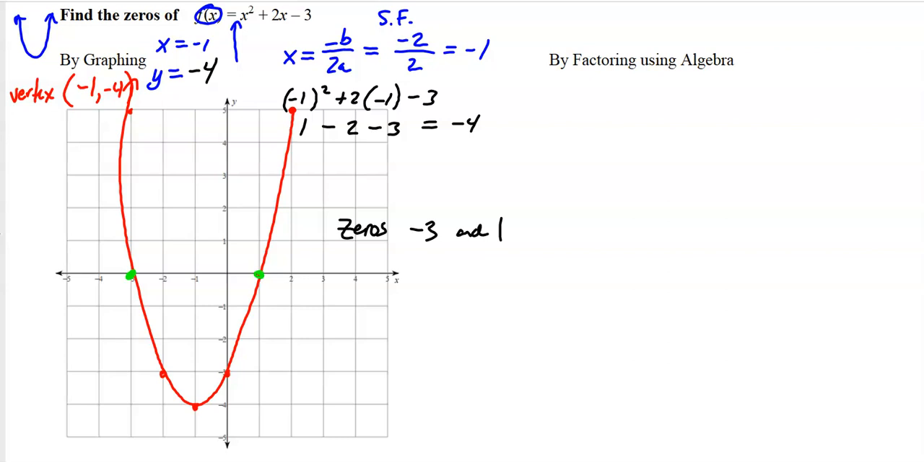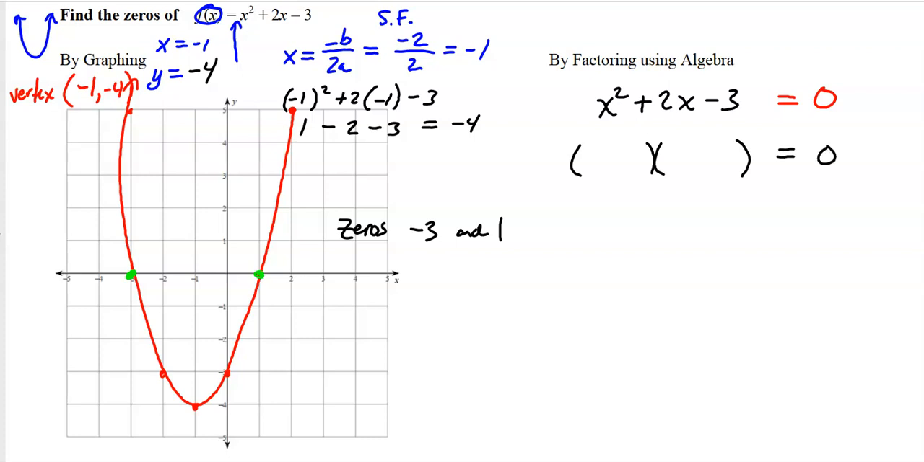All right, so if you're going to factor using algebra and you're looking to find the zeros, here's what you do. You set up your quadratic, you set it equal to 0. This is what you do anytime you're trying to find the zeros. Set it equal to 0. And always try to factor first. Before you try to graph, always factor first because it's usually faster and easier.